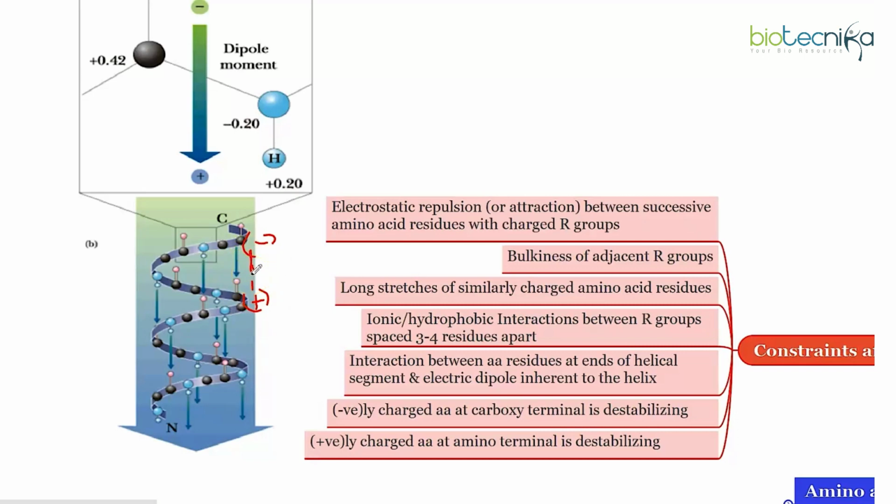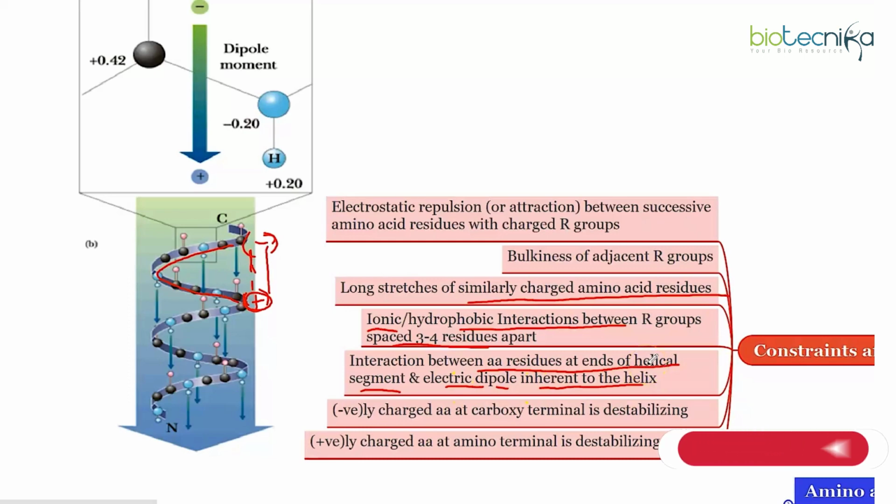So as you can see, long stretches of similarly charged amino acids can create a problem. Even ionic or hydrophobic interaction between groups placed 3 to 4 residues apart matters. If you have a negative charge group here and a positive charge group 3 to 4 residues apart, ultimately they will be facing each other. Interaction between amino acid residues at the ends of the helical segment and the electric dipole inherent to the helix is what is important for the constraints of stability.